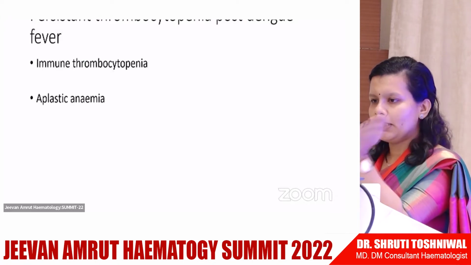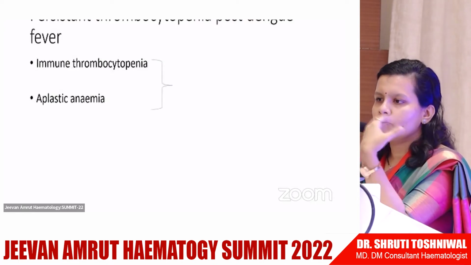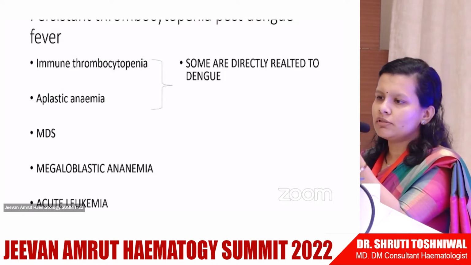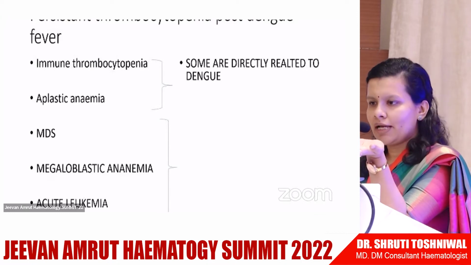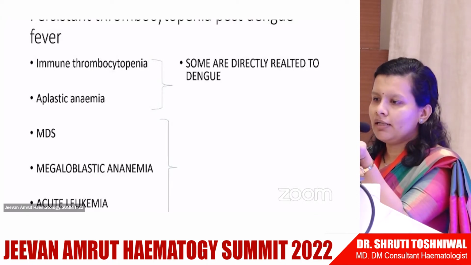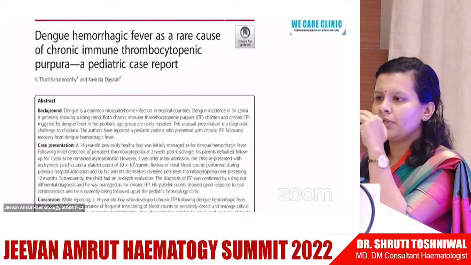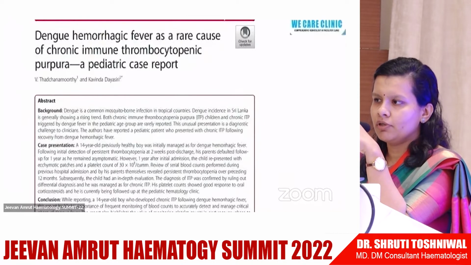It could be immune thrombocytopenia, and aplastic anemia is also reported post-dengue fever in some. So it may be directly related to dengue, or some may be just coincident. He may be having megaloblastic anemia, but the platelet count is too low for that, or MDS, or a coincidental acute leukemia. There are case reports of chronic immune thrombocytopenic purpura post-dengue hemorrhagic fever.